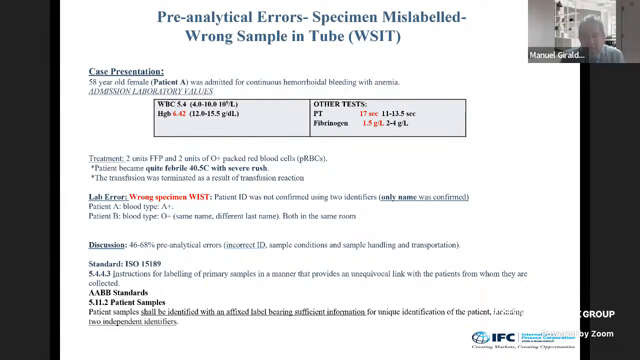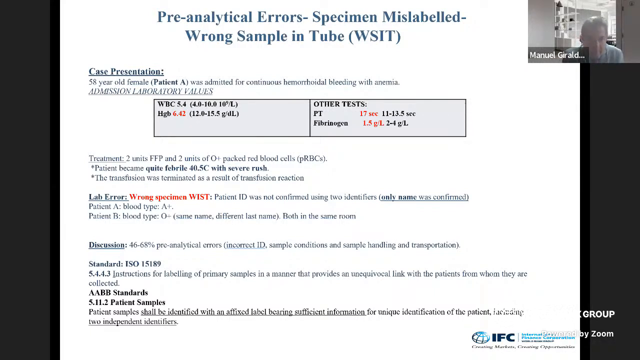It is the wrong patient in the wrong tube, right? When the technician or phlebotomist went to take the sample for cross-matching, they went to a room where there were 2 patients with the same first name but different last names. So they only asked the name. They didn't ask for the second identifier, date of birth, or even the last name. They didn't even ask for a second identifier, which is the date of birth. So it's very important that we keep that in mind.